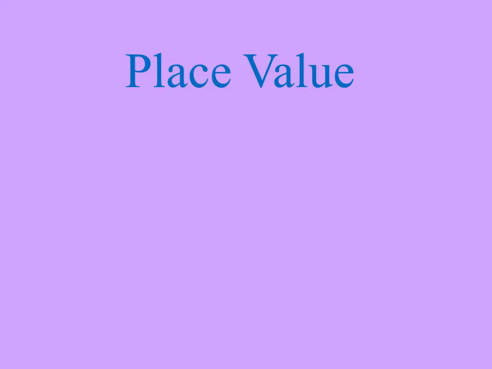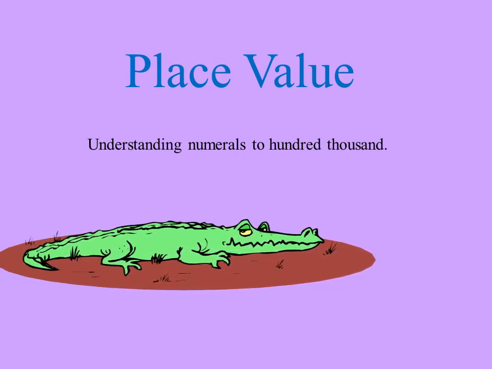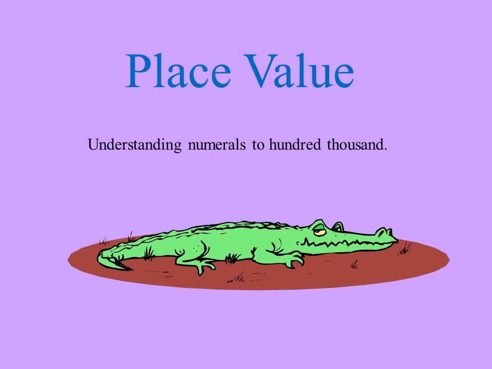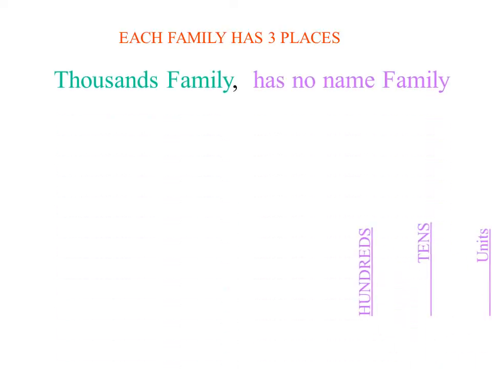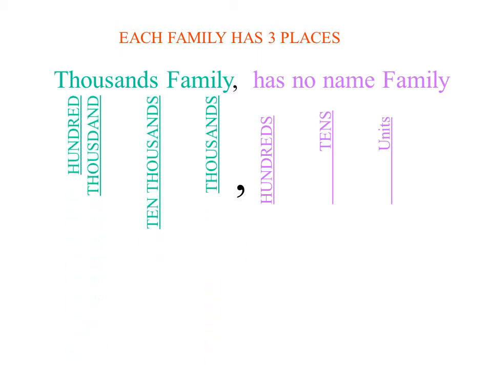The place value. Place value means where is the number set. So if I ask you about the place value, it means I want to know the place of the digit. As we know, each family has three places, and we have now two families. Let's remember the places. The first family has units, tens, hundreds, and the thousand family has thousands, 10,000s, 100,000s.